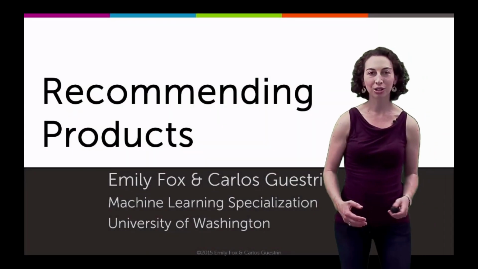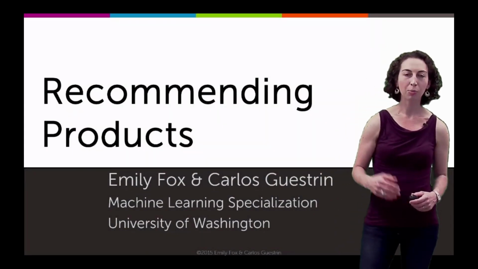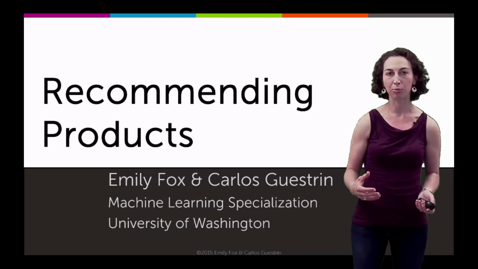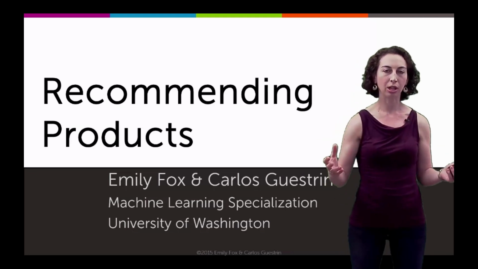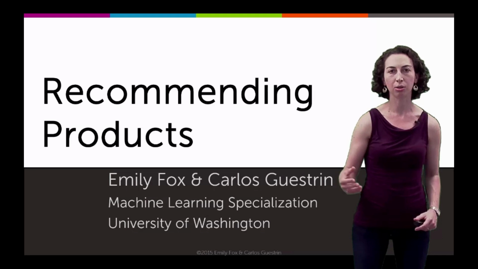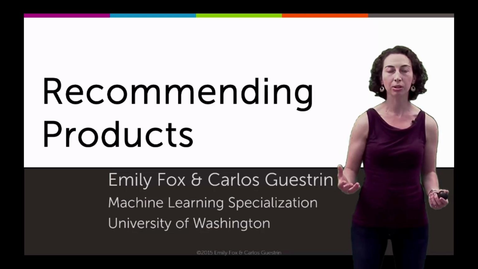Okay, so in this module, we're going to talk about recommender systems. And one prototypical example of where recommender systems are really useful is in recommending products. So imagine you have a large set of products and there are some users and you want to recommend a subset of your products to those users. Well, the question is, how are we going to do this?